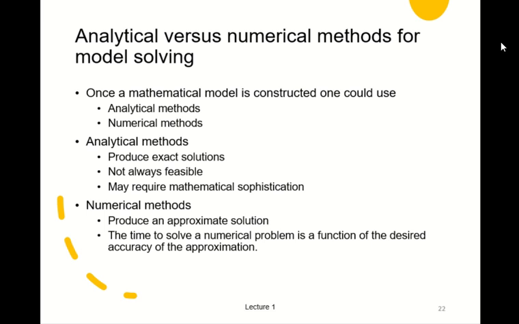On the other hand, with the numerical method, we will be producing an approximate result. So this one will give you an approximate result, and accuracy is a little bit low. Analytical method, accuracy is higher. Numerical method, the accuracy is a little bit low. But in the numerical method, you can increase the accuracy by increasing your calculation time.